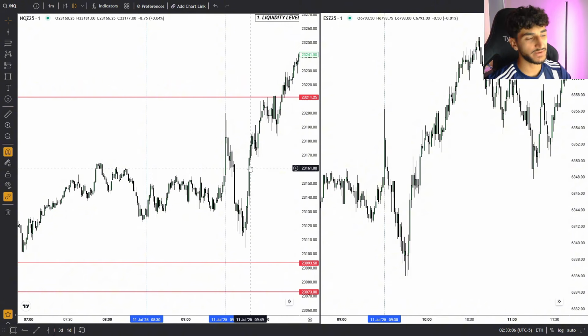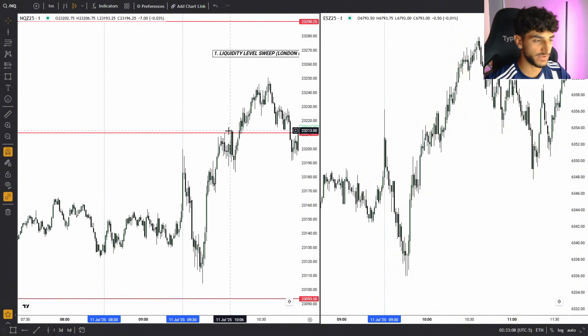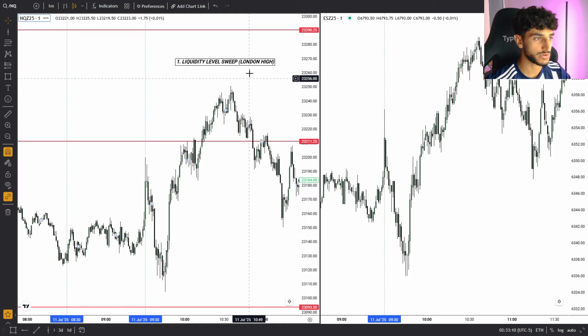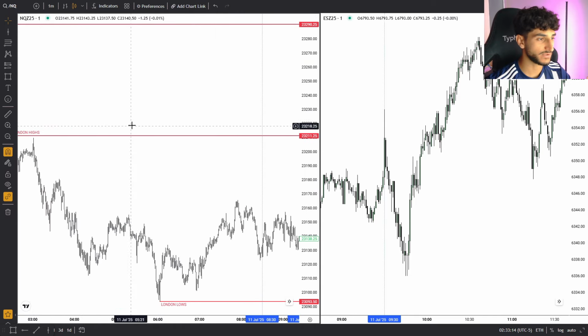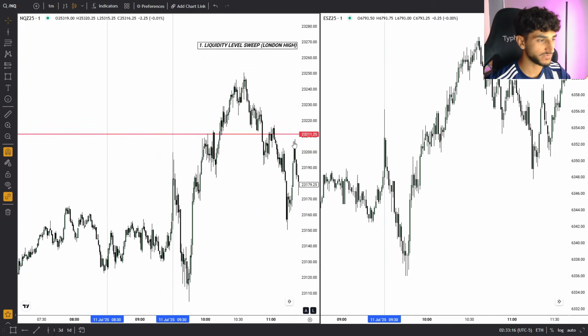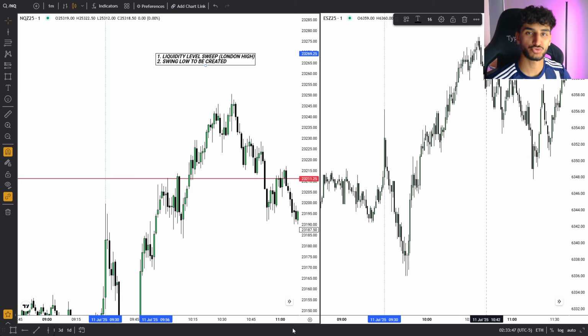So in this scenario right here, we have a buy side liquidity level, which happened to be London highs. We do get that London high level getting swept. So having said that, we're going to be looking at number 2 on our criteria, which is going to be a swing low to be created.